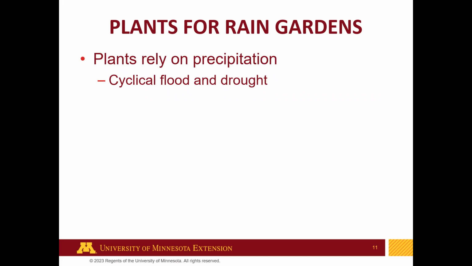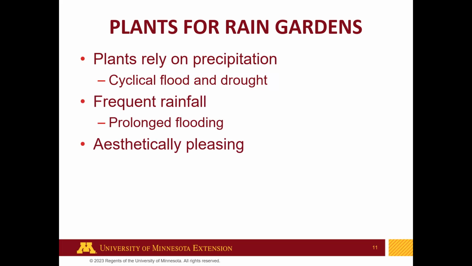It is important to think about the plants that are growing in a rain garden, because generally speaking, rain gardens are not watered, and therefore they're relying solely on rainfall. Therefore, at times when we have rain, those plants are going to be in a flooded soil. Other times, they're likely going to experience drought. So they need to be tolerant to both cyclical flood and drought.